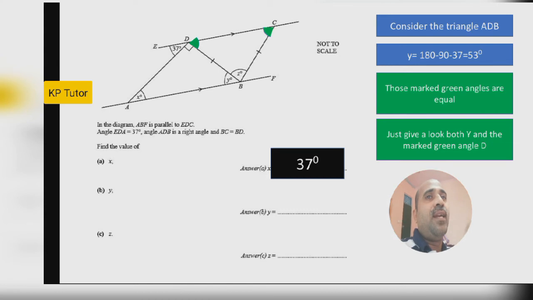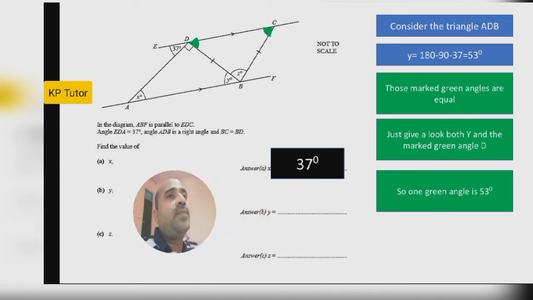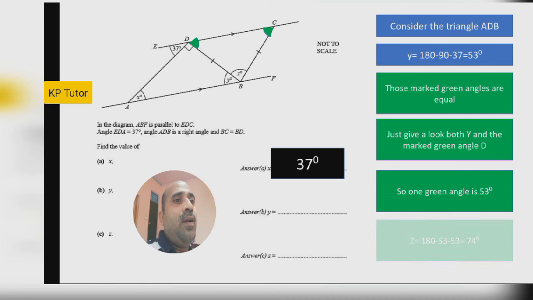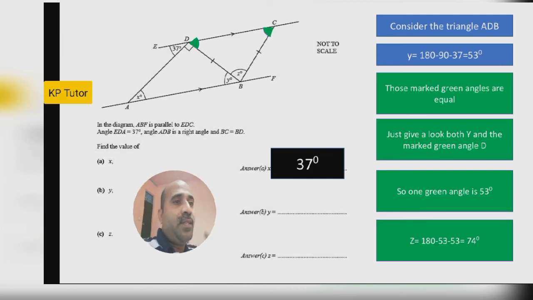Yes, parallel lines, we can connect those angles as a Z angle. So the marked green angle is what y was before, y is equal to 53 degrees. So the green marked angle is 53. The next is also 53. Why? That C is also 53, because in an isosceles triangle base angles are equal. Then how can we find the z angle? 180 minus 53 minus 53 is equal to 74.